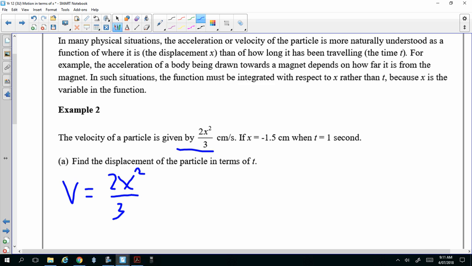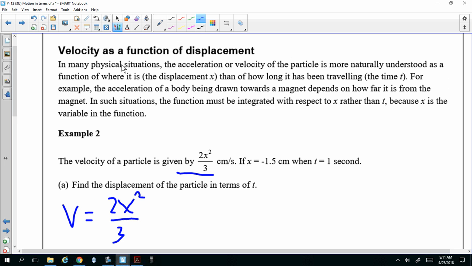And the question is, why do we do this? Well, in many physical situations, the acceleration or velocity of the particle is more naturally understood as a function of where it is, the displacement, rather than how long it has been traveling. For example, the acceleration of a body being drawn towards a magnet depends on how far it is from the magnet. In such a situation, the function must be integrated with respect to x rather than t, because x is the variable in the function.